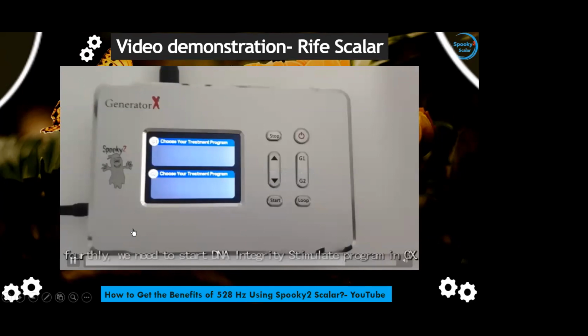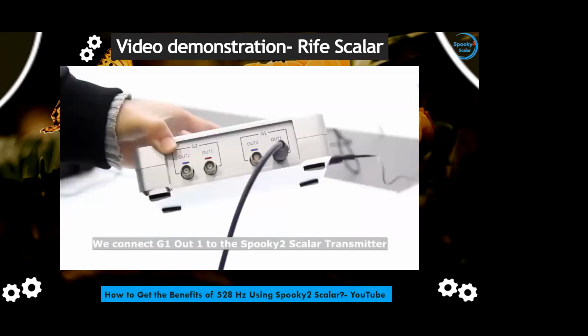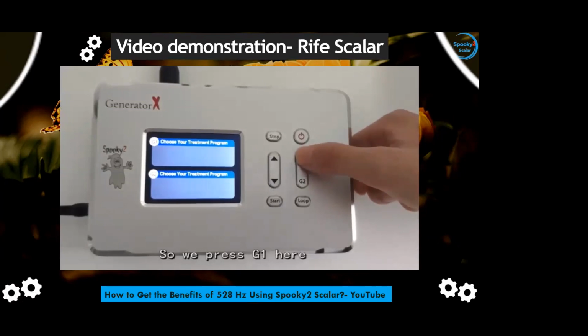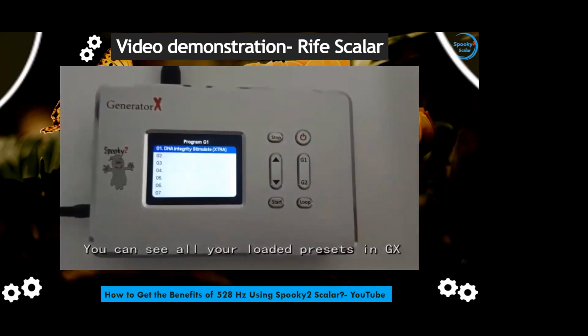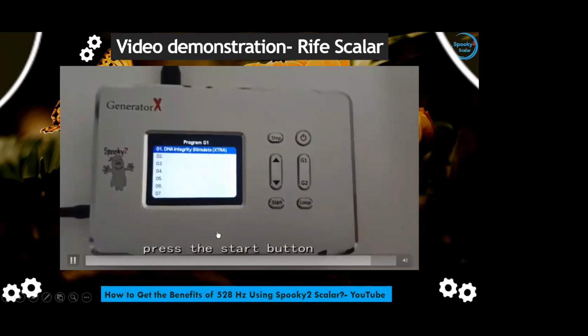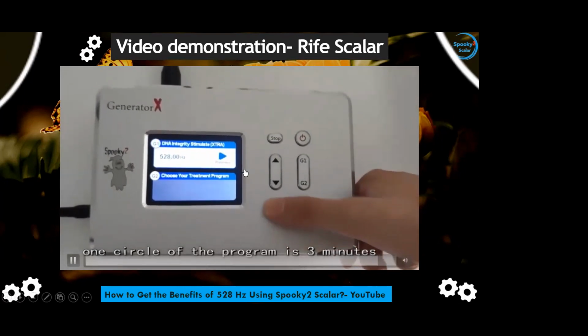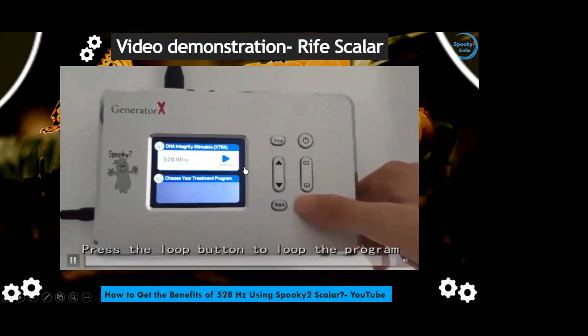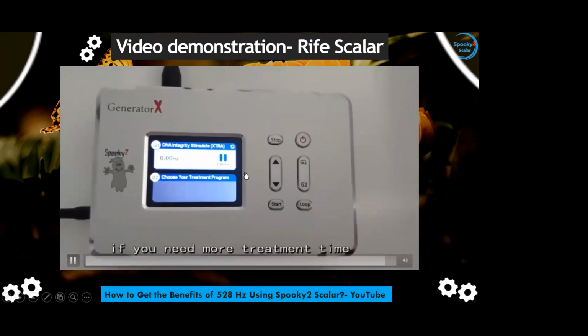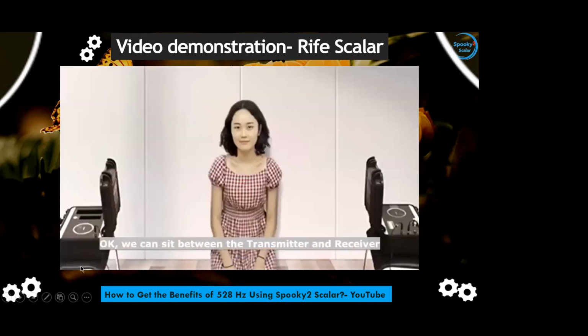Fourthly, we need to start DNA integrity stimulate program in generator X. We connect G1 out 1 to the Spooky2 Scalar transmitter, so we press G1 here. You can see all your loaded presets in GX. Select DNA integrity stimulate. Press the Start button. One cycle of the program is 3 minutes. Press the Loop button to loop the program if you need more treatment time. Okay, we can sit between the transmitter and receiver while the programs are running.